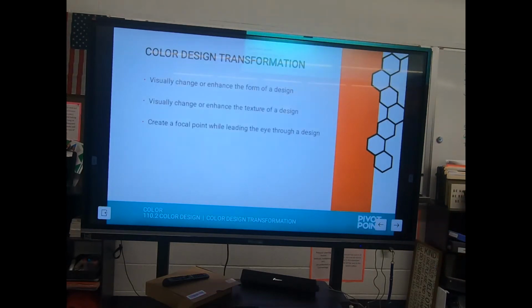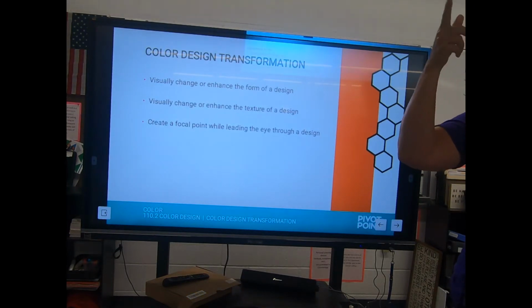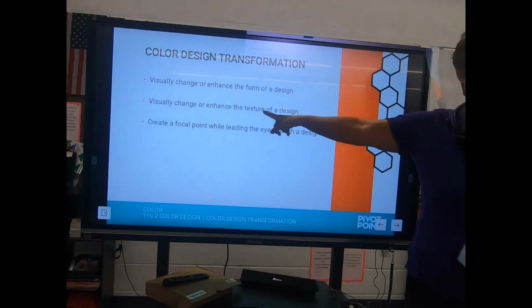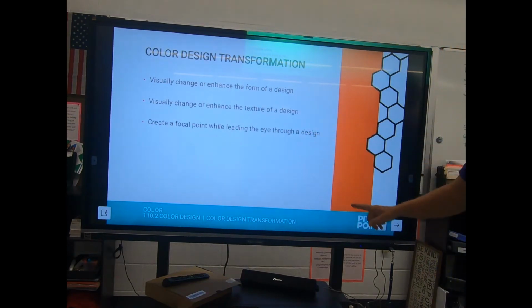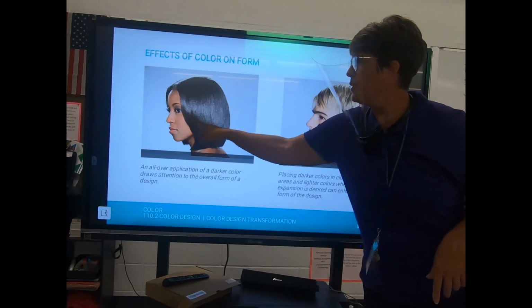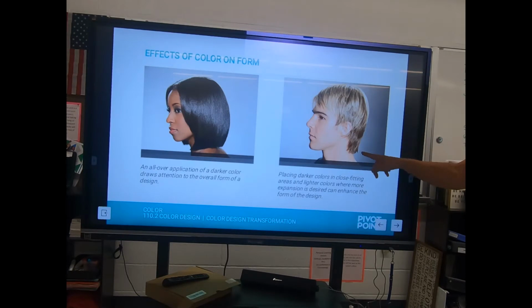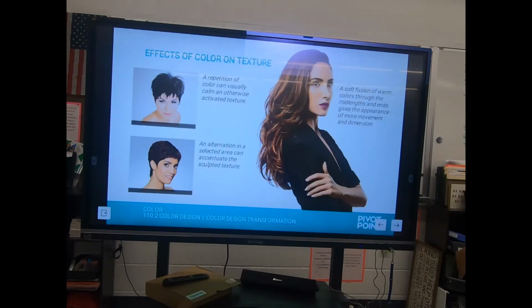You can change the form of a design. If someone has a bob and they just have all one color, you're going to see the bob. If they have a bob and they have highlights, you're going to see the highlights. You're going to see the texture rather than the outline. Or a focal point like that blonde on there. With all over color, you look at the form of the design, the outline of it. With one like this, you don't look at the outline so much as you look at all of this, because you're seeing light and dark pieces. So you're seeing the texture of the hair more so.